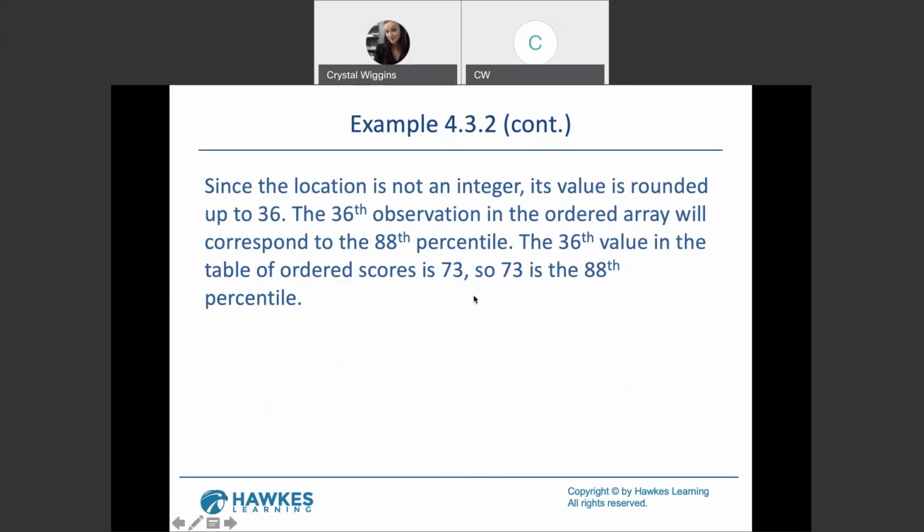So 73 marks the 88th percentile, which again means that 88% of the data values are below 73 or less than 73. And the complement of that, if you take 100 minus 88, you get 12. So 12% of the data values are larger than 73.